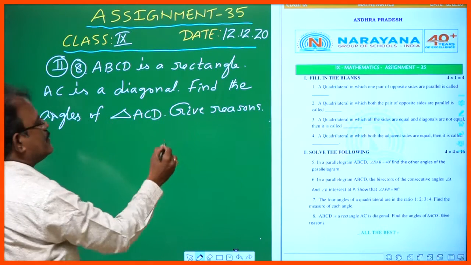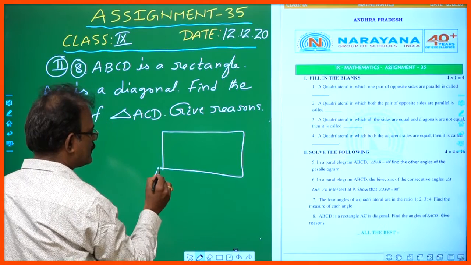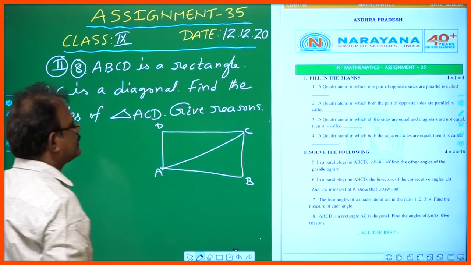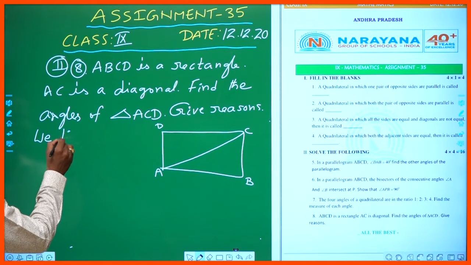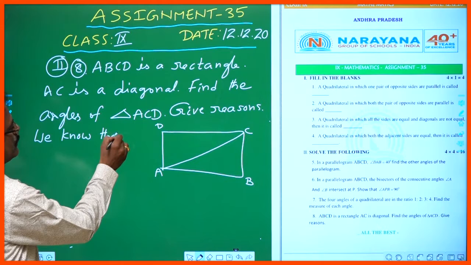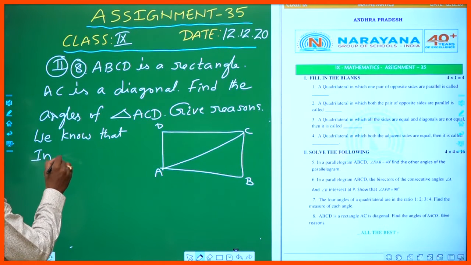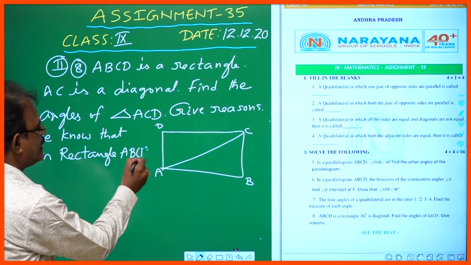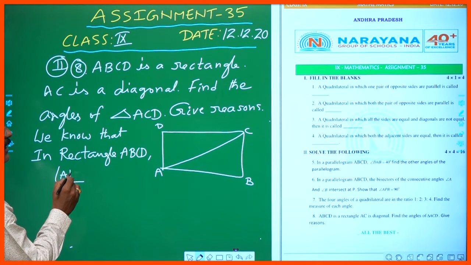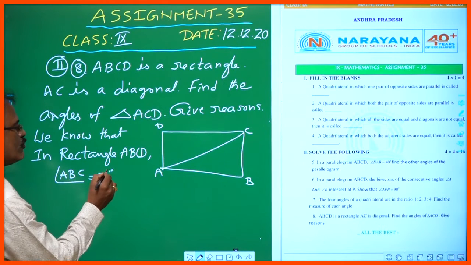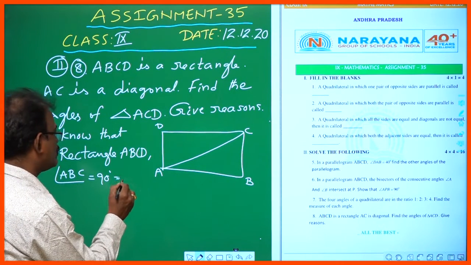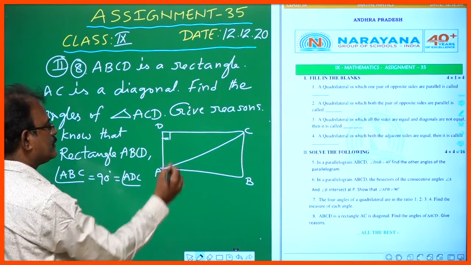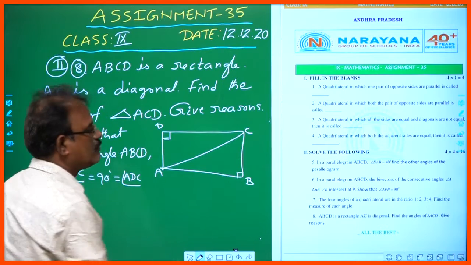See children, ABCD is a rectangle. Here AC is the diagonal. We know that in rectangle ABCD, angle ABC is equal to 90 degrees. Of course, we know that. Angle ABC is equal to angle ADC is equal to, all the angles are 90 degrees. This is 90, this is also 90.